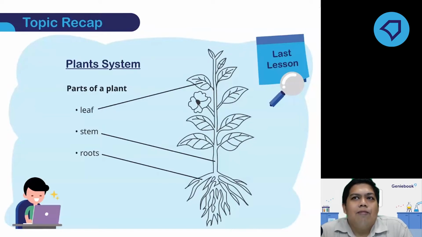Okay, so these are the three important parts of the plant that we'll be focusing on for this topic. And we will go through this topic for about 4 lessons, if I remember correctly. Next week, there will be one more, which will consolidate everything that we will have learned by next week.